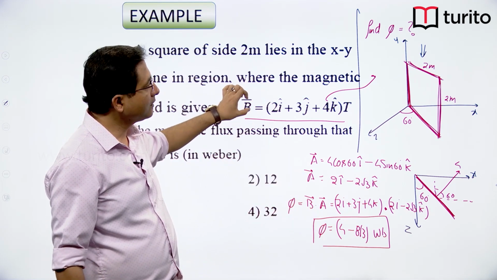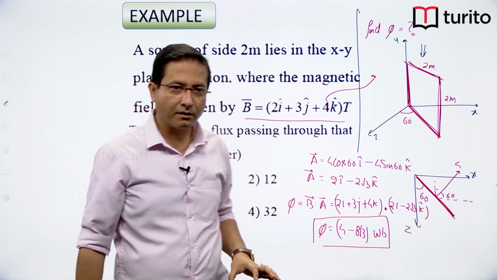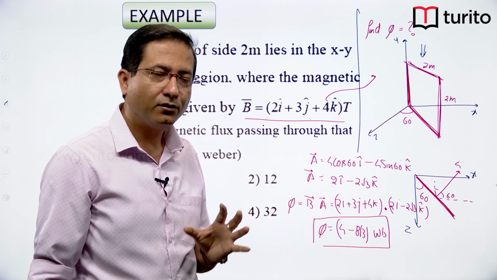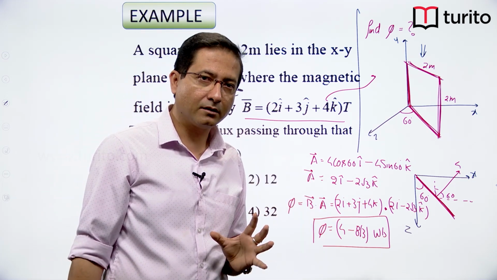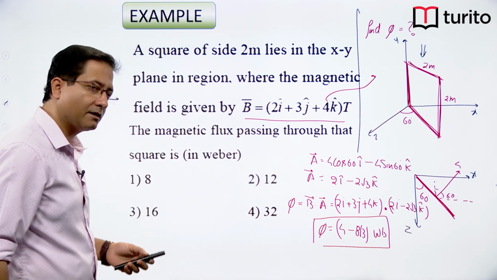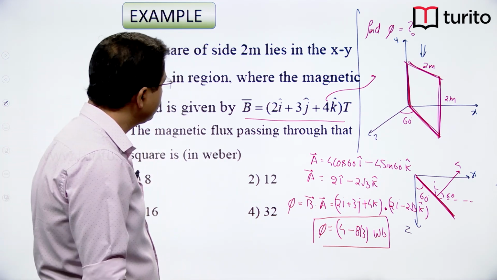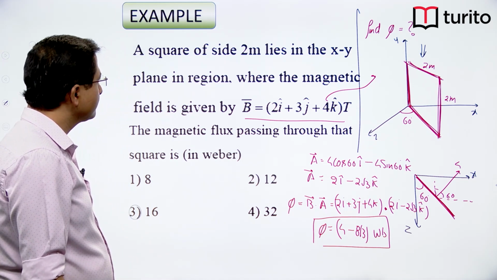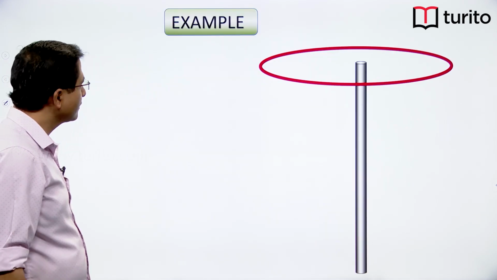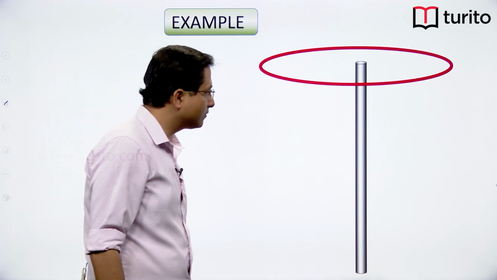But what if this magnetic field is variable? So I am placing loop in a region where the field is variable, okay. Then what to do? Obviously we need to integrate. Let us see one example, then it will be more clear. So 16 will be the answer for the first part. Now look at this one.